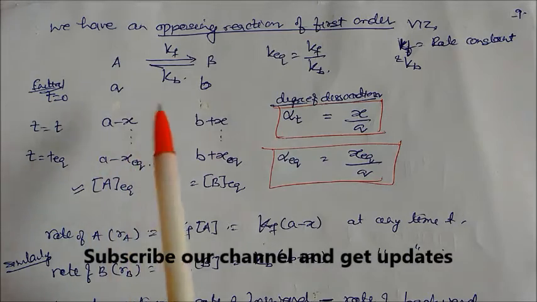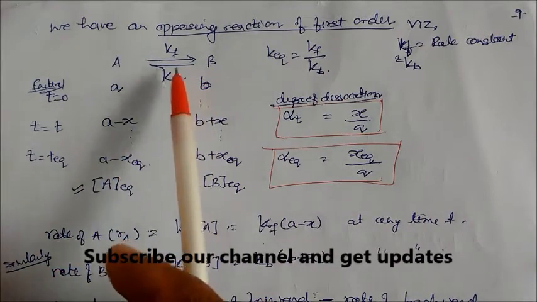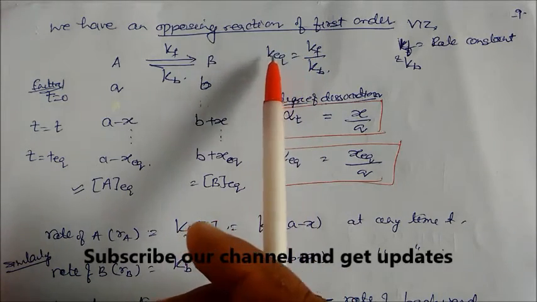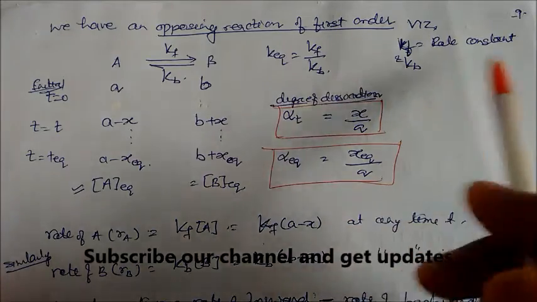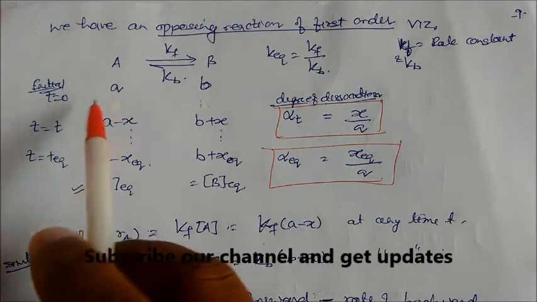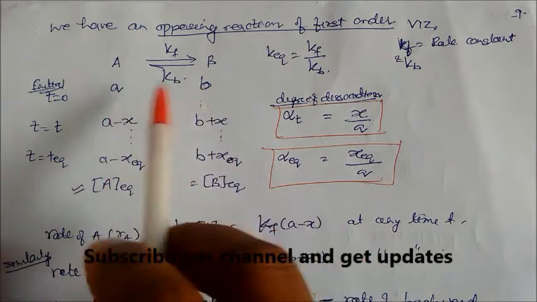So we have an opposing reaction of the first order, namely A is converted into product B. These are Kf and Kb. At equilibrium, this is K equilibrium, which is equal to Kf by Kb. So Kf and Kb are the rate constants respectively. Initially, the amount of B is 0, and this is the concentration of A at the start.